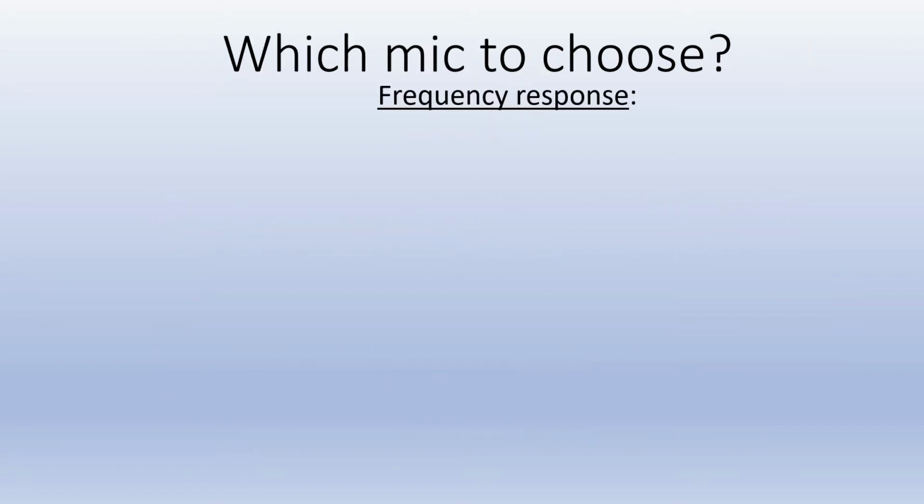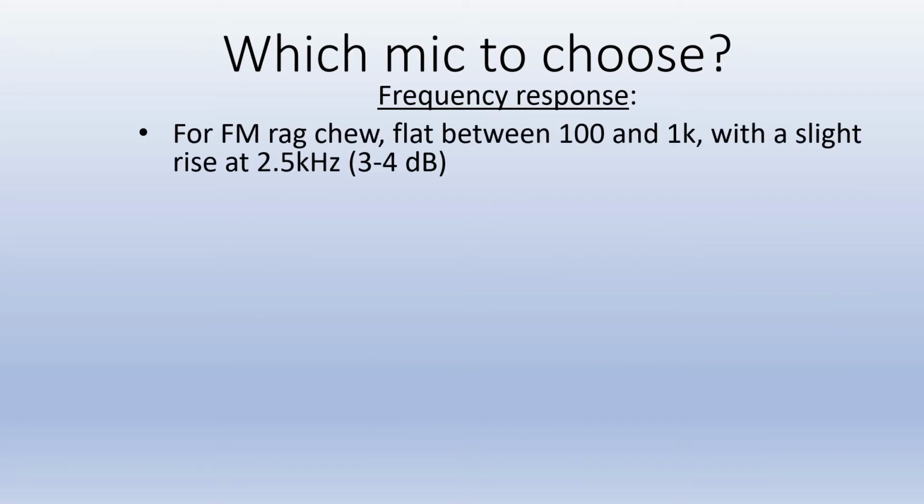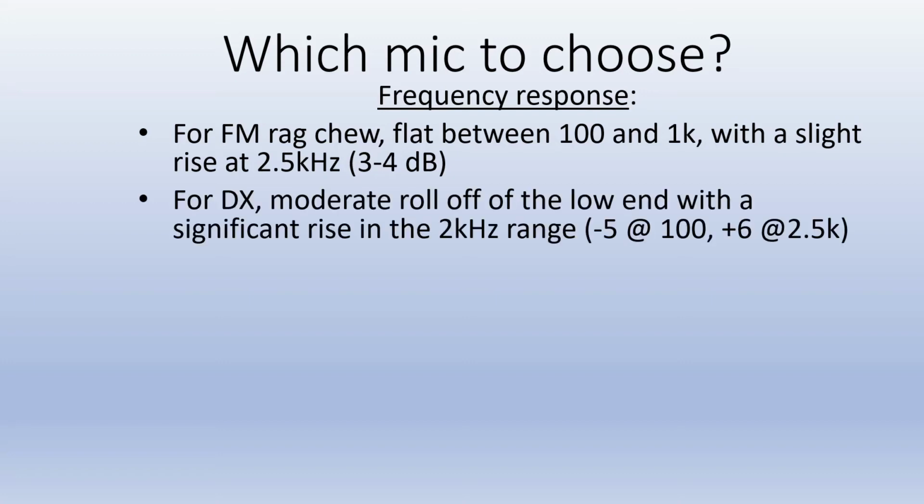So which mic to choose? If we look at frequency response, what do we need? For FM rag chew, flat between 100 and 1K with a slight rise at 2.5. For DX, more of a roll-off on the low end and a significant rise in the 2K range, let's say about -5 at 100 and +6 or more at 2.5 kHz.